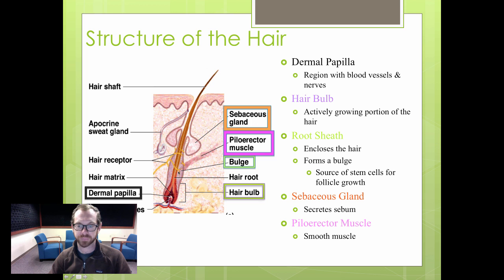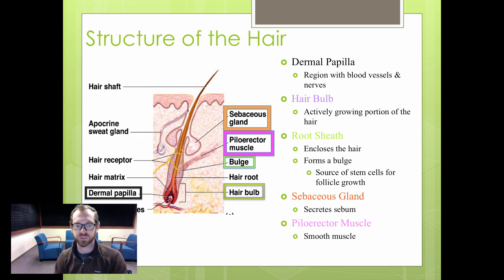And it encloses the hair follicle, and this is going to be the source of stem cells for cellular growth of the hair. We have our sebaceous gland here. We've discussed this in detail. This is the gland that produces sebum and gives you that greasy hair. And then we also have our pilo-erector muscle, which is right here. And this is an involuntary muscle made of smooth muscle. And this muscle is responsible for making your hairs stand on end. So anytime you've gotten goosebumps because you were cold or because you were a little scared, you can thank your pilo-erector muscle for this.